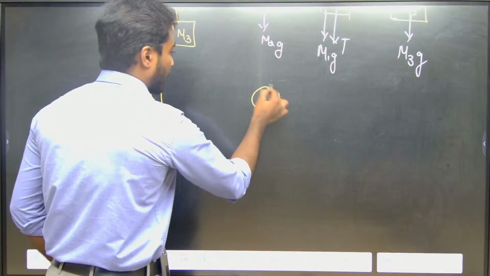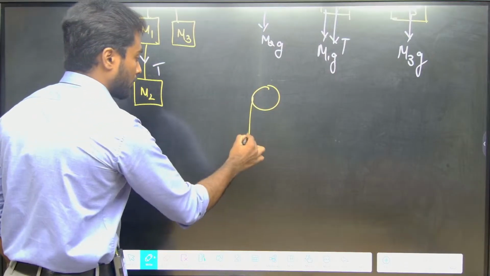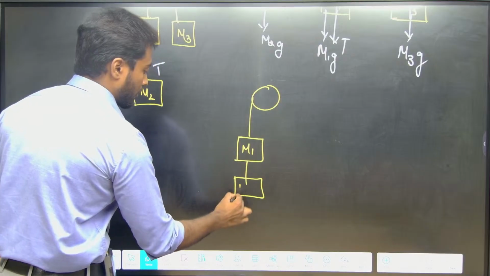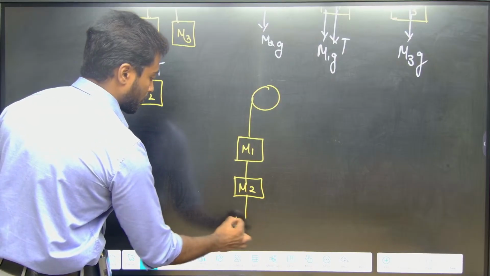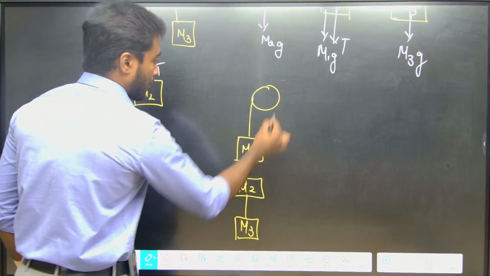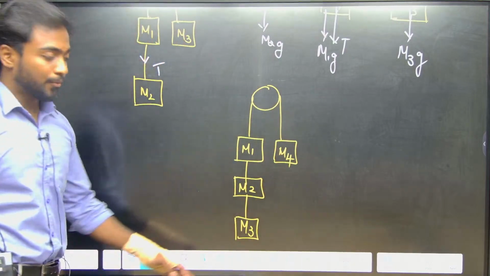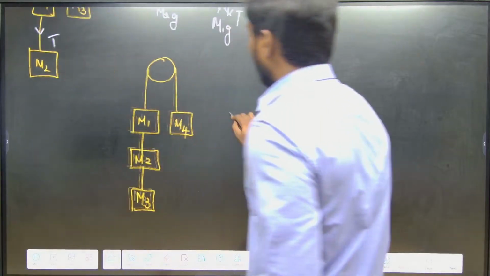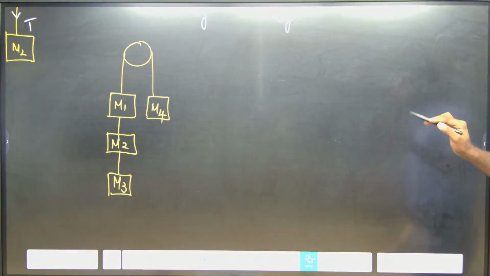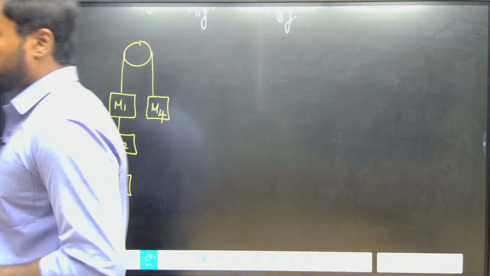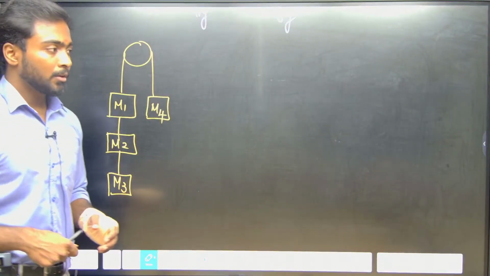Suppose I have taken a pulley like this, M1, M2, M3 and this is M4. Can you give an answer for this question? You can say how many ropes I need to consider, how many different tensions I need to consider, that is enough. Then we can proceed with the problem easily.